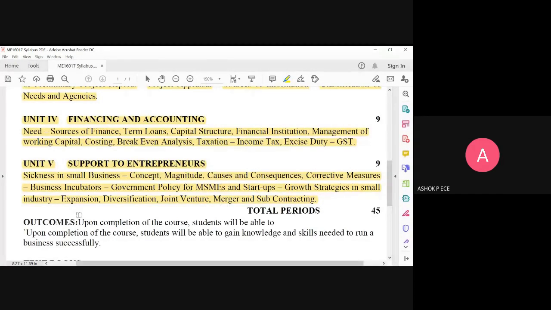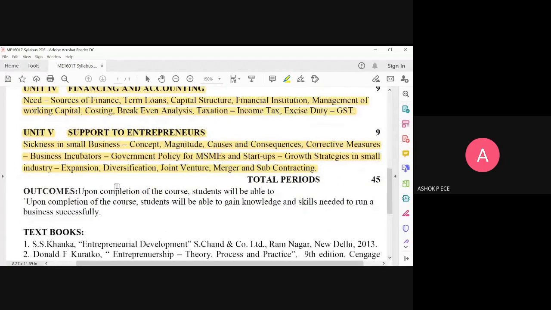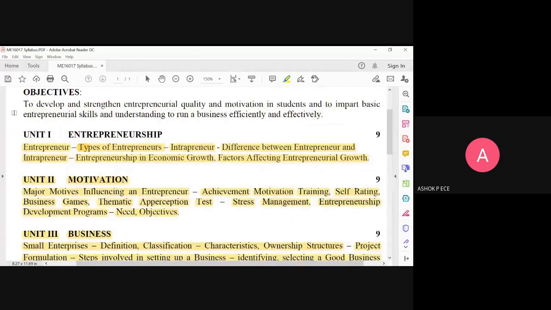Expansion is expanding your same business over different areas. Diversification is venturing into new areas of business. Joint venture is tying up with companies, and merger is, in case of any loss, you're going to merge your units, and then you reduce the number of units you have. And subcontracting. Subcontracting means you take up a business and you again give it as a contract to some other company. That is subcontracting. So these are the 5 units you have in entrepreneurship development.